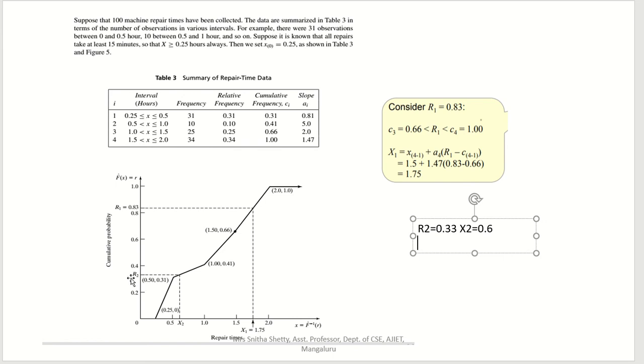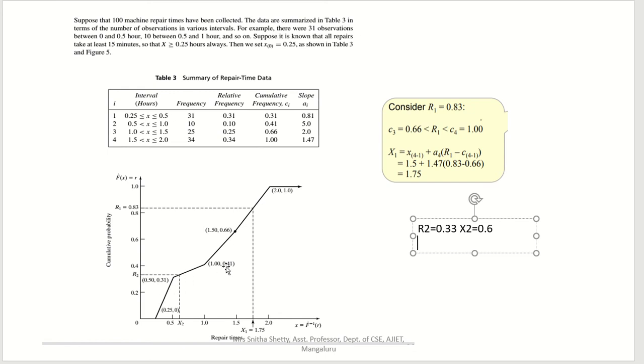So you can see here I have plotted it. This is R. I marked R2 here. Now, in which slope does that R2 come? A2. It comes in slope 2. So this is the first slope, second slope, third slope, and fourth slope. This R2 lies in this slope.